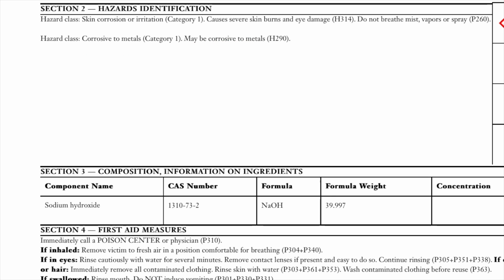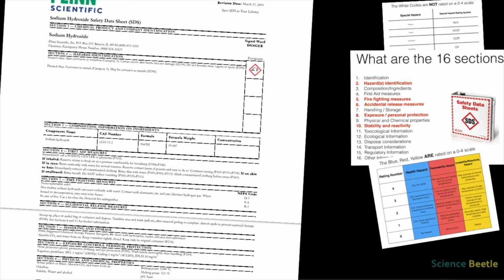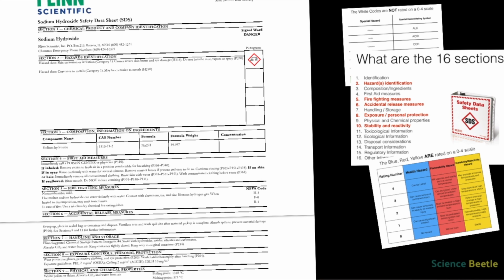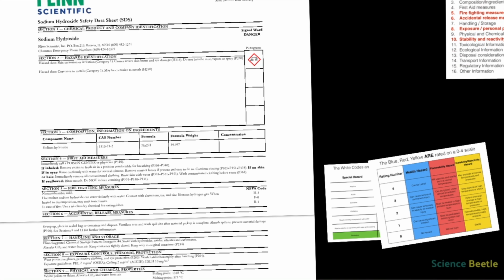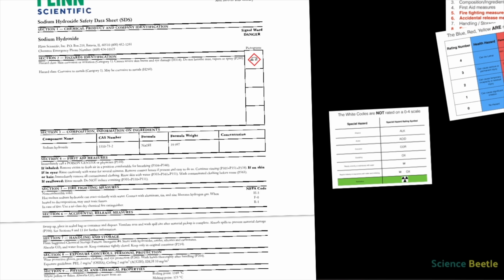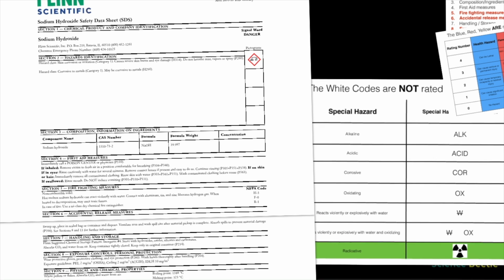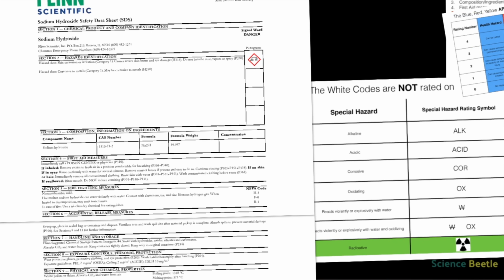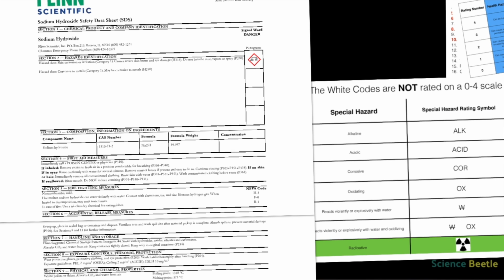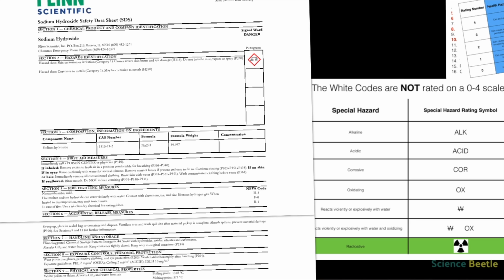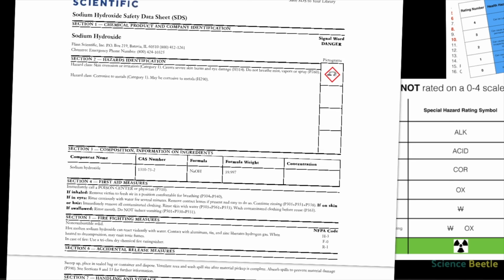If we look at those special hazards, one of the main things we're looking for here are any of the special codes. Let's move this aside and bring up some of these special codes. I'm going to move a lot of these items out of the way so we can actually see it. Here are the codes at the bottom, and you can see that the code we're looking for here is corrosive. Notice the code for that is COR.